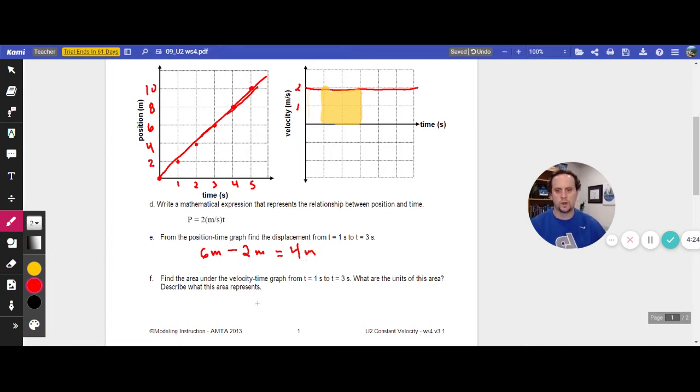The area is a square, so we're going to do length times width. We've got the length of this thing up here: this is 2 seconds. And the height of this thing is 2 meters per second. So I've got 2 seconds times 2 meters per second, which equals, seconds and seconds cancel, 2 times 2 is 4 meters. Would you look at that? This area represents, what does it represent? This is the displacement.